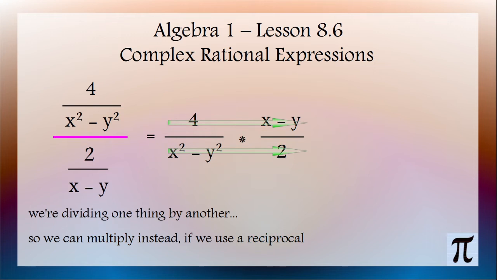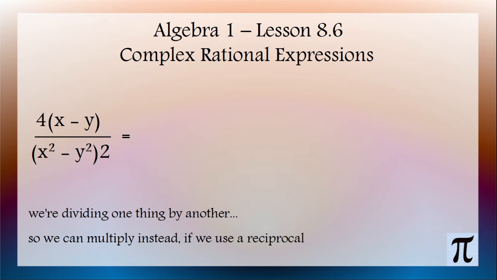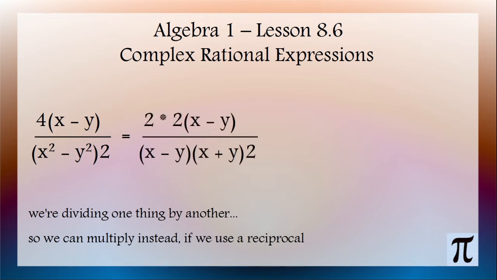So we can multiply across. The top becomes 4 times the quantity x minus y, and the bottom becomes x squared minus y squared times 2. We'll do another scooch to make some room. And we're going to factor everything.